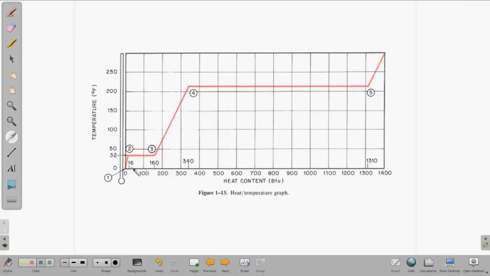The graph goes from point 1 to point 5 to illustrate freezing water to steam, but we only want to take a look at points 3, 4, and 5 because this is where the refrigeration process happens, and just a little bit above 5 as well. So the graph depicts water in this instance and just the small amount of heat it takes to raise the sensible heat of that water.